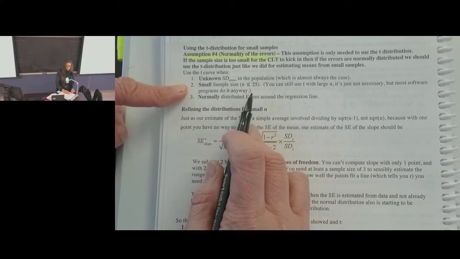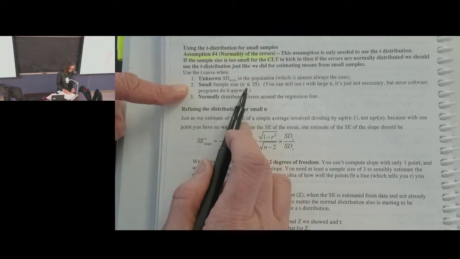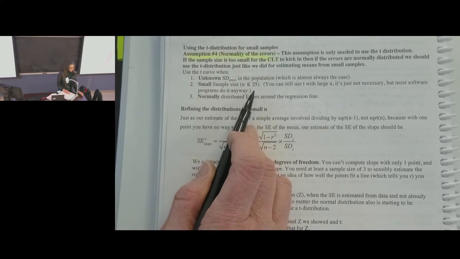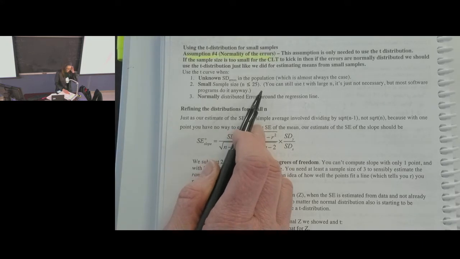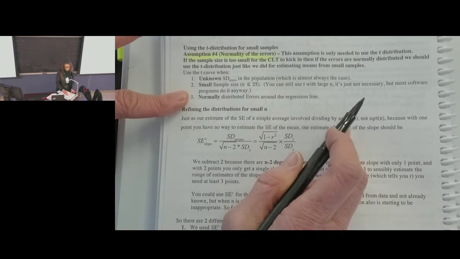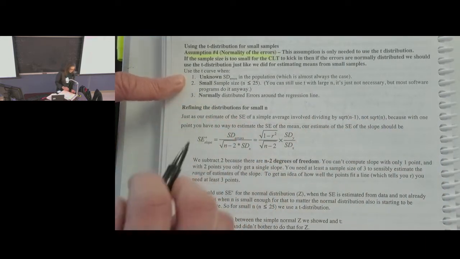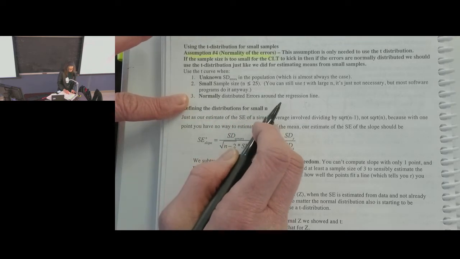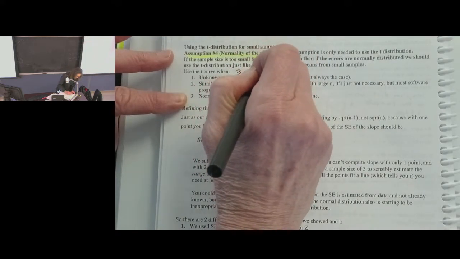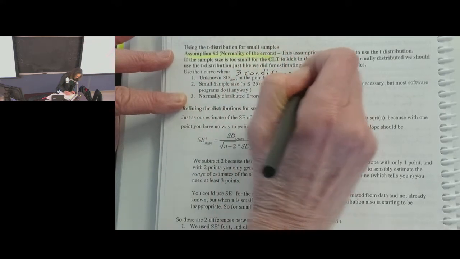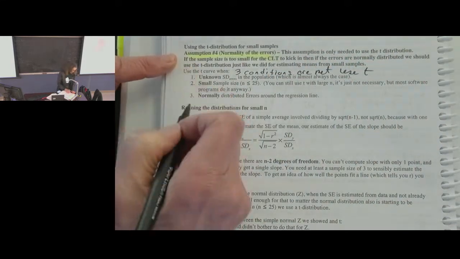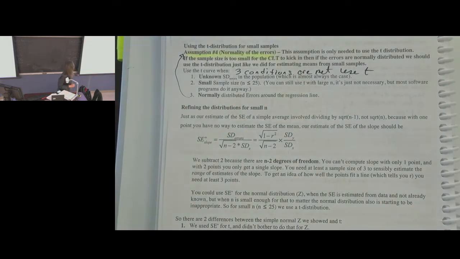When we have a small sample size, in this class we're just drawing this arbitrary cutoff of less than or equal to 25, because for the purposes of this class, we don't really need more accuracy than that. You can still use t with larger n, but it's just not necessary in most cases, even though software programs do it anyway. So these are 3, and normality, normally distributed errors around the regression line. When these usual 3 conditions are met, you can use t, and that normality is assumption number 4, right there.